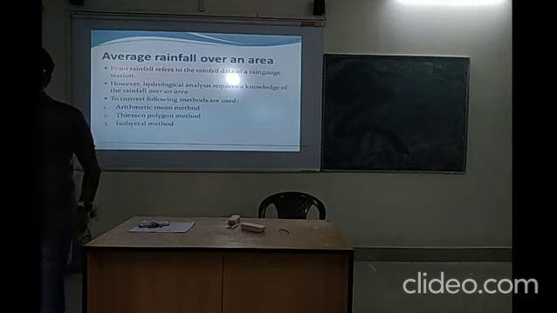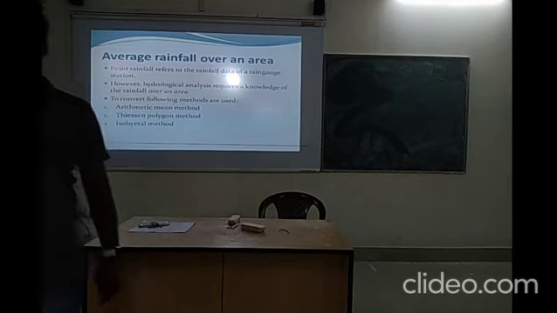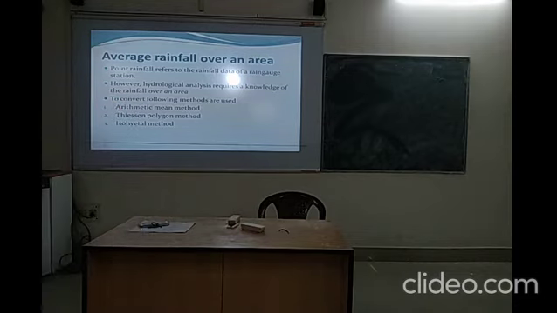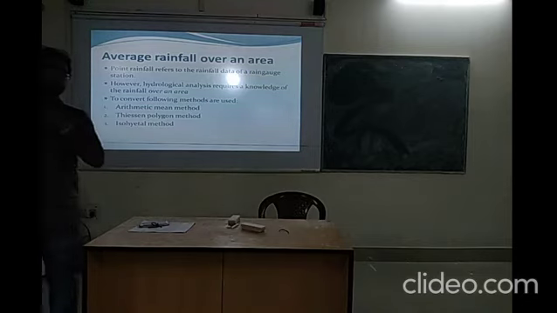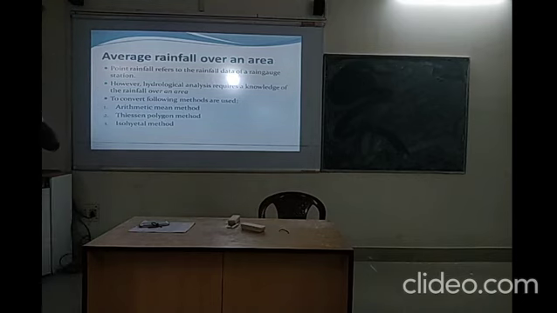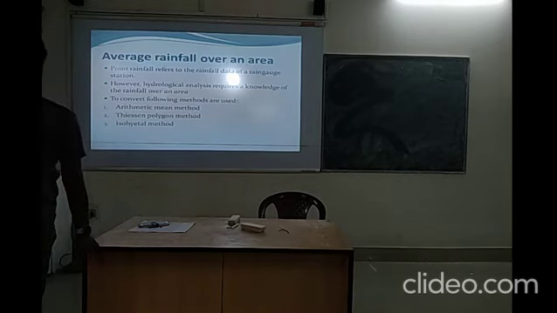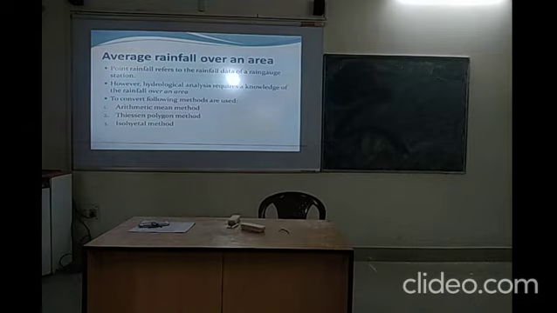So what will be the system to find the average rainfall? There can be several methods; three methods are there. One is called the arithmetic mean method. The second one is called the Thiessen polygon method, and the third one is the isohyetal method. Clear? Here, three methods are there. We will be discussing how those three methods work.